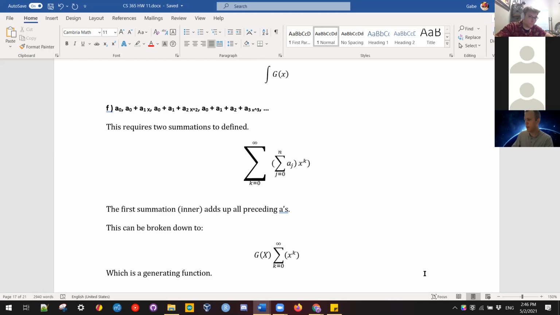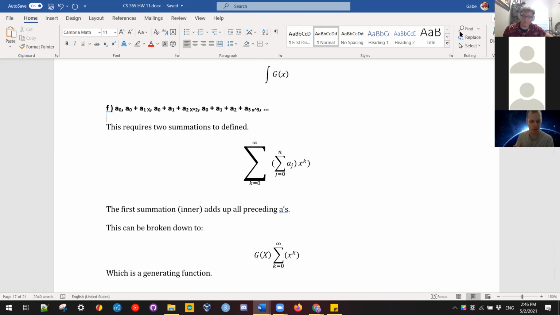Right. And if you notice, if we factor out that inner summation, then we're just left with the infinite sum from k to infinity of x to the k. And from table 1, the 5th entry down, that's 1 over 1 minus x. Right. Okay, that makes sense. Those are the 2 steps.